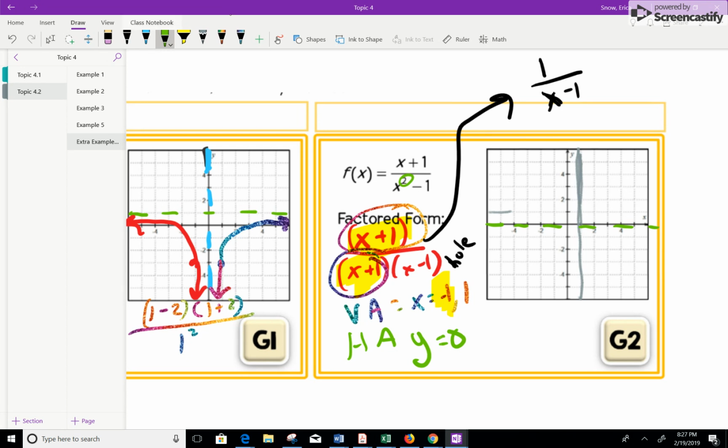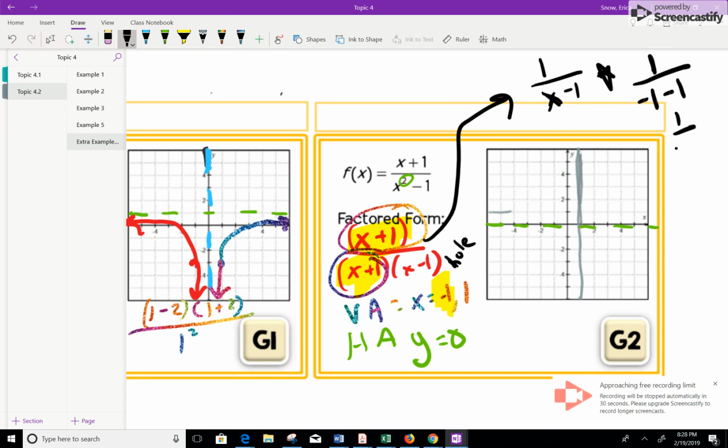Well, to find the value for the hole, we're going to plug that value of our hole into our modified equation. So we're going to get 1 over negative 1 minus 1, which gives us 1 over negative 2. So at our hole, we're going to have negative 1 and 1/2. So we're going to make an open dot there to show our hole, and then our equation looks like that.